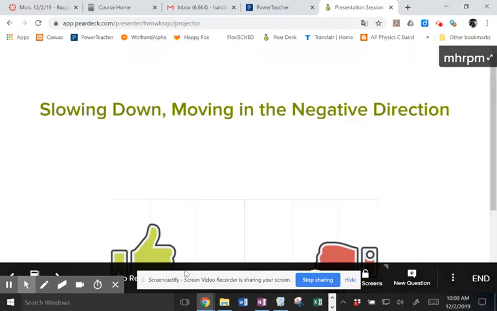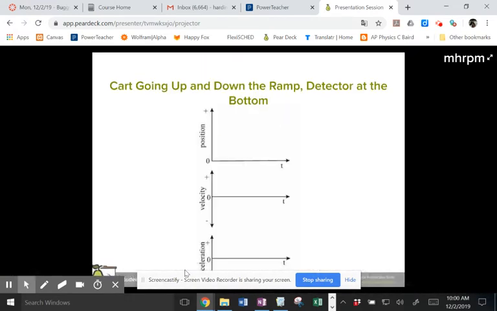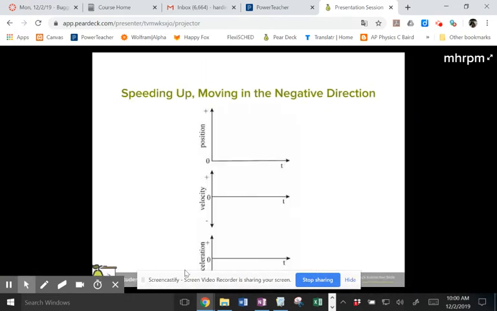That is going to be, no. Is this the right one for number 3? Speeding up, moving in a negative direction. Okay. So the Pear Deck is MERPM, MHRPM. Go ahead and join us over there.